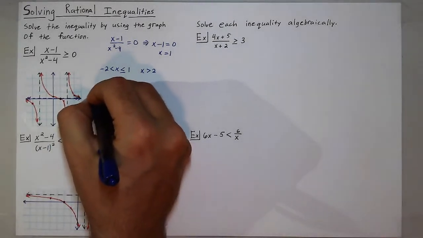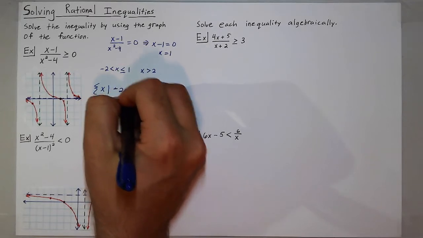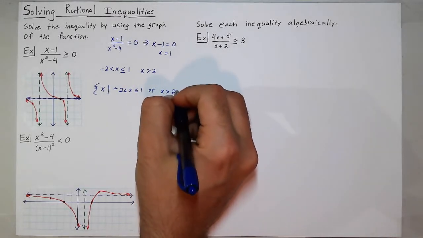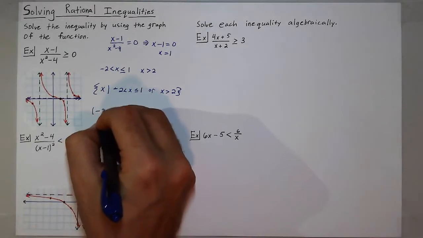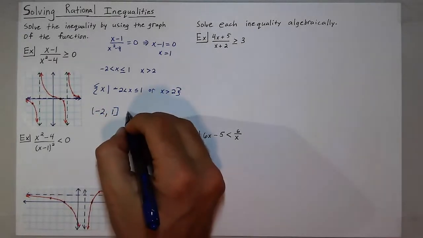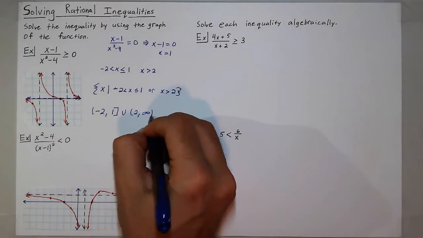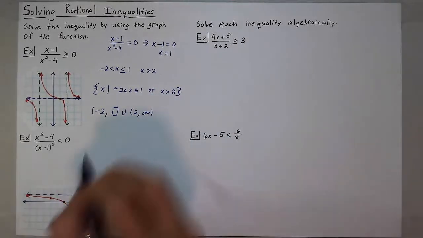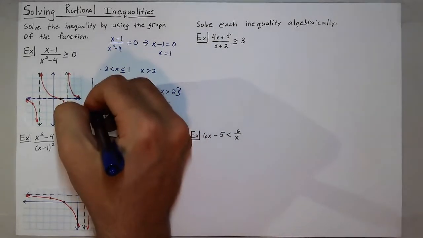So my solution is x is any real number such that x is between -2 and 1, or x is greater than 2. If I use interval notation, I would put parentheses -2 comma 1 and then a bracket to include 1 but not -2, and then union parentheses 2 to not include 2 all the way to infinity. And of course you can't include a number that doesn't exist. It's just infinity. So there are two ways to write your solution.